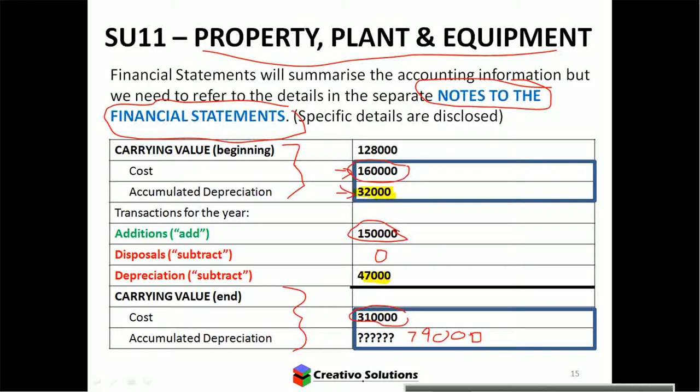Okay, so what is the carrying value at the end of the year? 310 minus 79. Quickly work that on the calculator. 231. Okay. Right, 231 will be the carrying value. Right, so it's just format. It's showing you the opening, the movements, and the closing. That's what the note does. The note gives more detail.